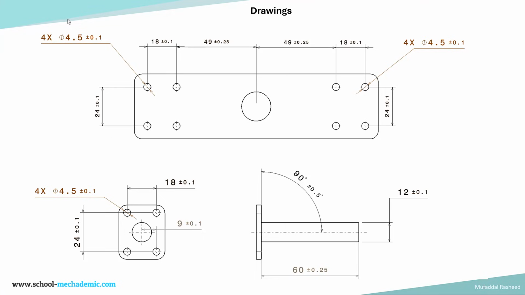So these are the drawings of the back plate. This is the drawing of the back plate and drawing of the post. So that is a central hole, and then there are 2 patterns of holes on either side, and these 2 patterns of holes are dimensioned and toleranced as shown. So 18 plus or minus 0.1 is the center to center distance between these 2 holes. 24 plus or minus 0.1 is the center to center distance between these 2 holes in the vertical direction. And the size of the holes is 4.5 with a size tolerance of plus or minus 0.1.